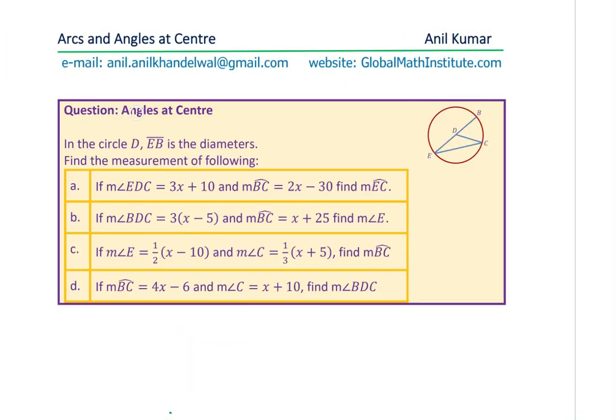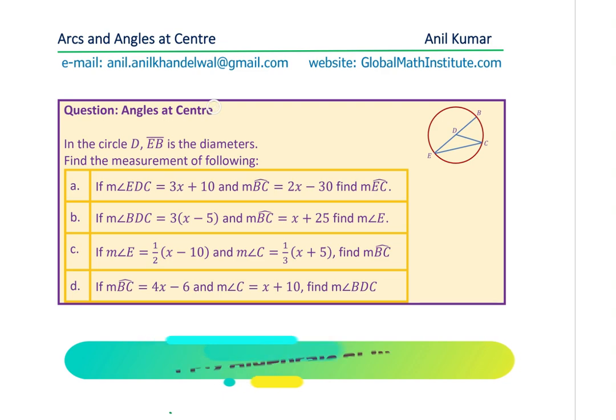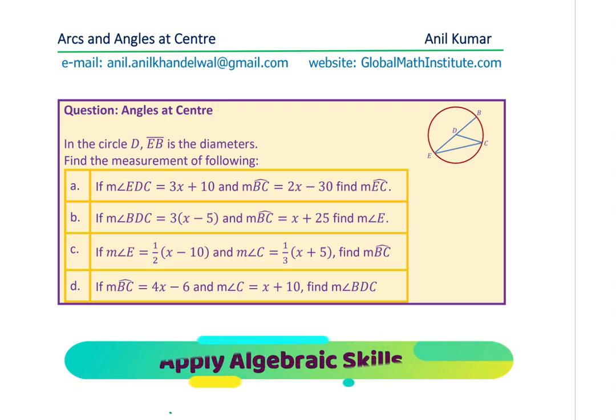Here is a question based on angles at the center. It is based on this particular diagram where in the circle D, EB is the diameter. So we are given the diameter EB. Find the measurement of the following. Now we are given different conditions.